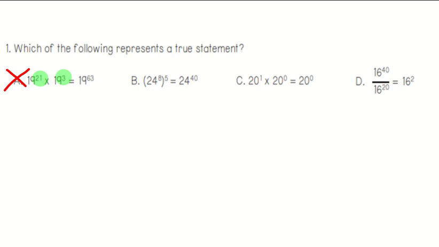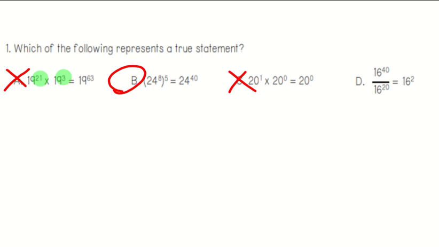All right, exponent of an exponent, what should I do? Multiply. So I've got 24 to the 8th power and all that to the 5th power. So 8 times 5 is 40, and that's 24 to the 40th. That one's true. If we look at the other one, that's multiplying, so I would add my exponents. 1 plus 0 is 1. That one, they didn't add them.